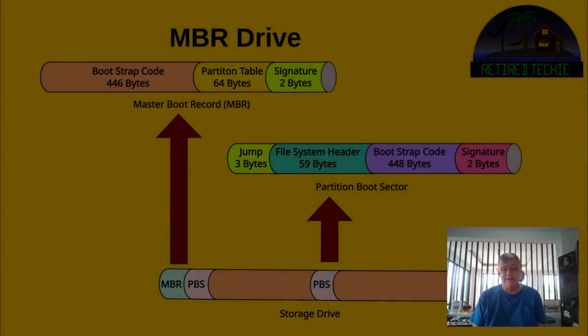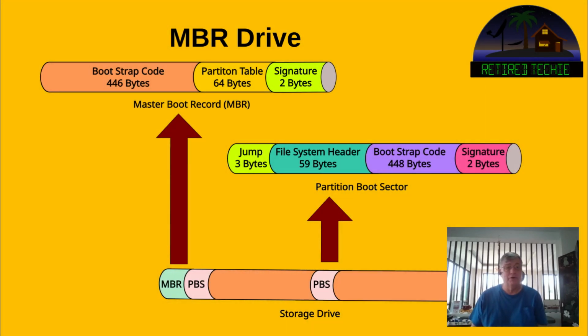Now that we've got the acronyms out of the way, let's move on to how our hard drive is laid out. Basically, we have an MBR, which is the first sector, and then our hard drive divides up into partitions. Each partition has a PBS at the beginning. If we look at the master boot record, we'll see that it's 512 bytes long, not kilobytes, bytes. It's very small, which is one of its problems.